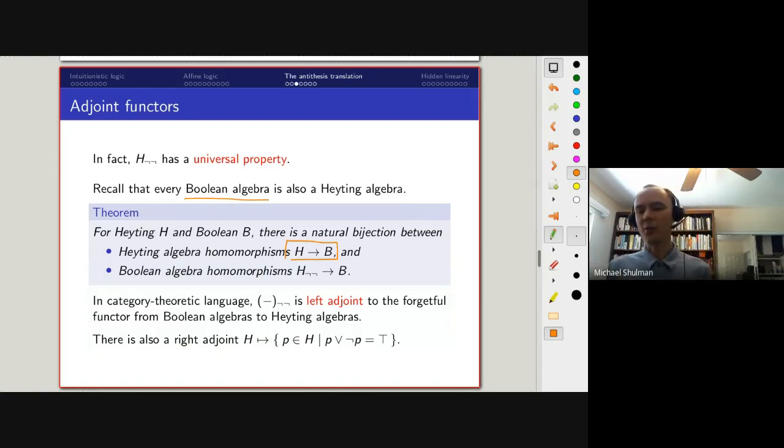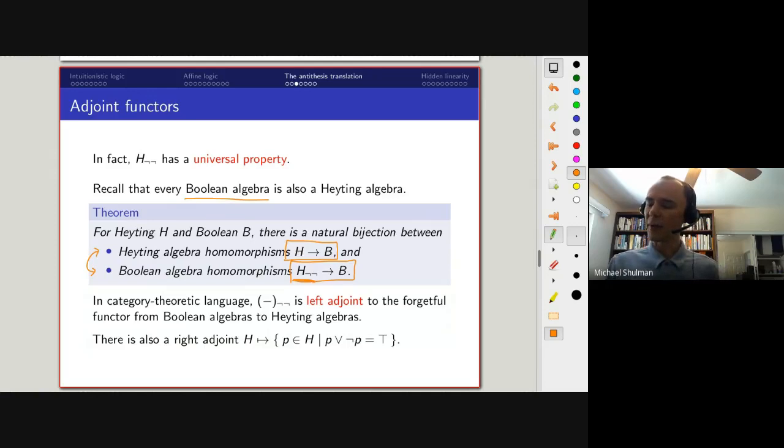So a Heyting algebra homomorphism is a map which preserves all the Heyting algebra structure. So it's a lattice map. It preserves the ordering and the meets and the joins and the top element and bottom element, and also the Heyting implication. And the universal property says that every Heyting algebra homomorphism from H to a Boolean algebra B is bijectively related to a Boolean algebra homomorphism from this double negation thing into B. So there's a natural bijection between Heyting algebra maps like this and Boolean algebra maps like this. And the word natural is a formal thing in category theory that means that this bijection respects composition on either side with morphisms between H's and between B's.